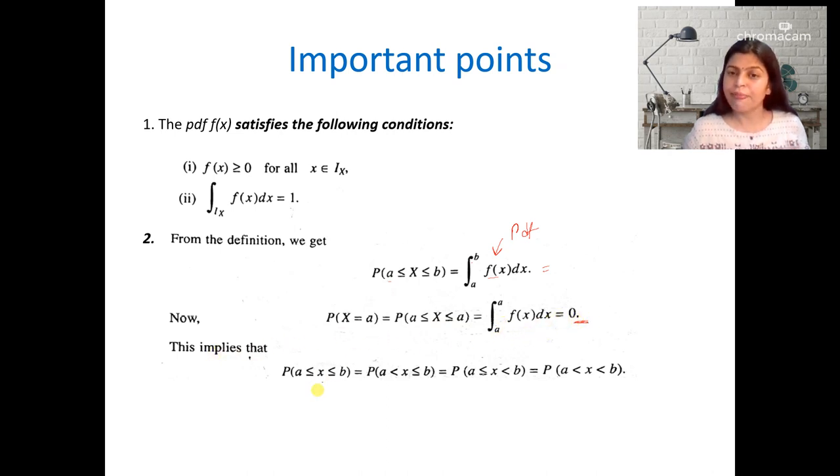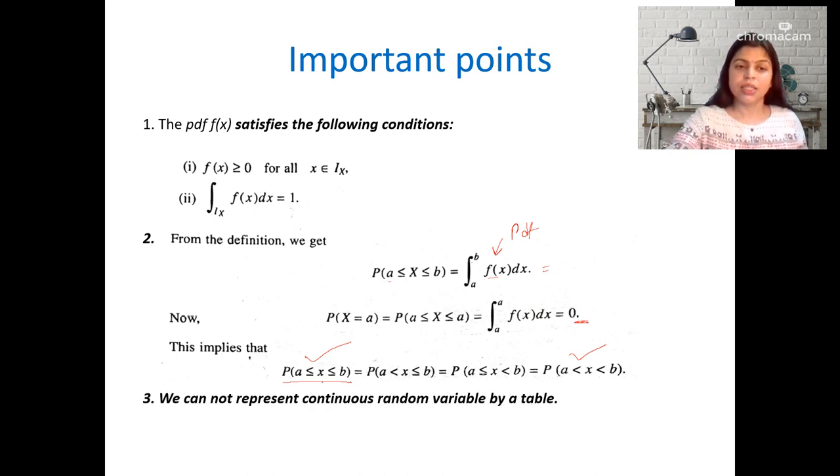This implies that the probability of a less than or equal to x less than or equal to b is equivalent to the probability of a less than x less than or equal to b. It doesn't matter whether we include these endpoints or not, because both probabilities are the same. So in a question, if any of these forms is asked, you simply use this formula. From means you just use these limits and integrate the probability function. I think this point has been clear.